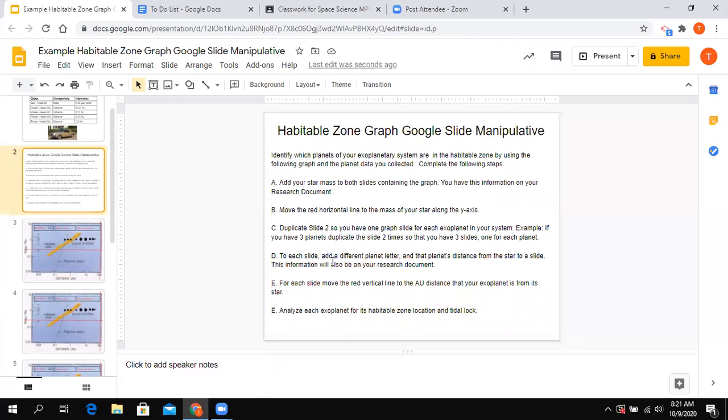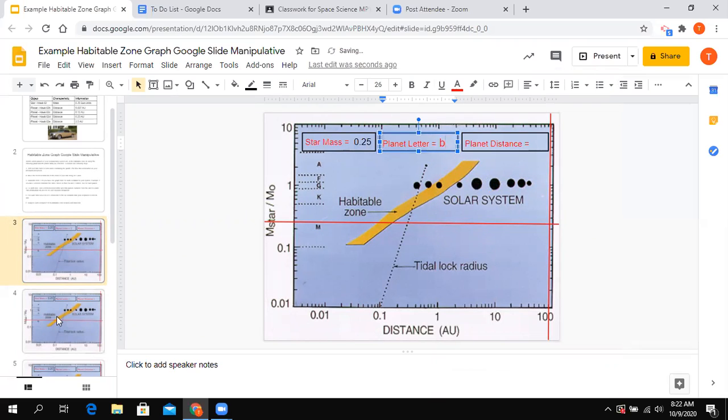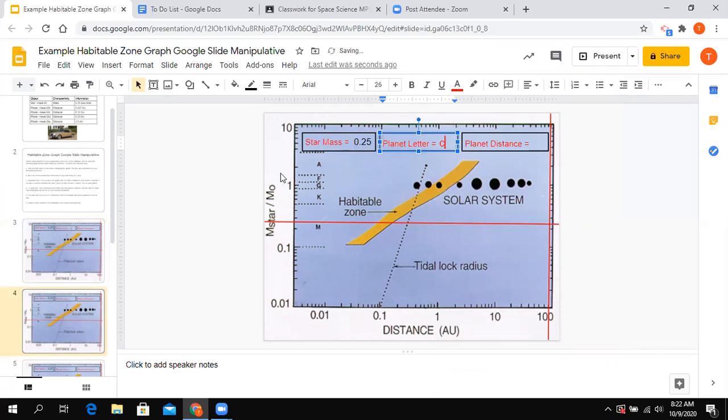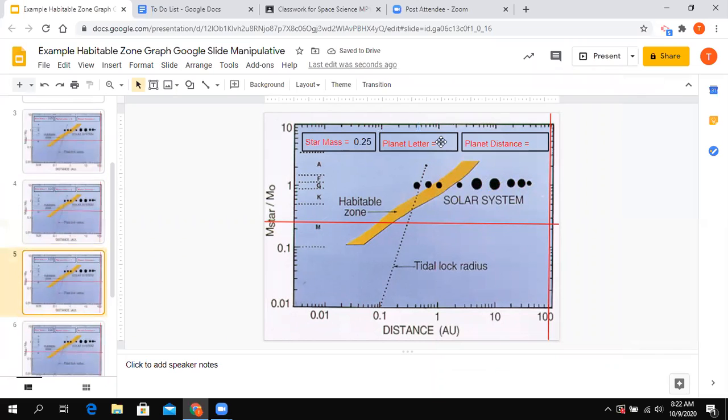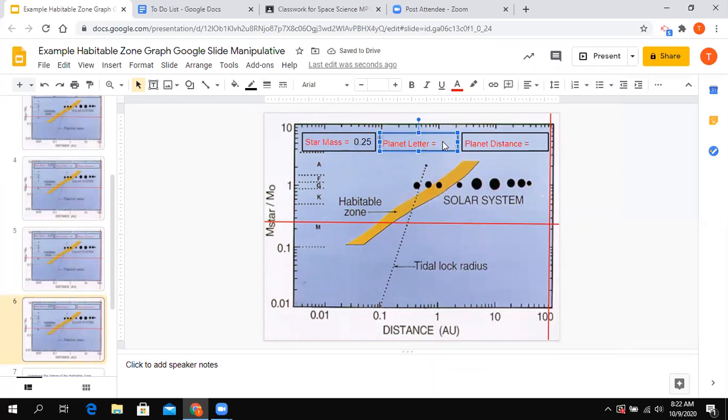All right, next, to each slide, add a different planet letter and that planet's distance from the star to a slide. All right, so I have a planet B. You might have to hit edit text. I have a planet C, and I have a planet D, and I have a planet E. All right, so that's my planet letters.